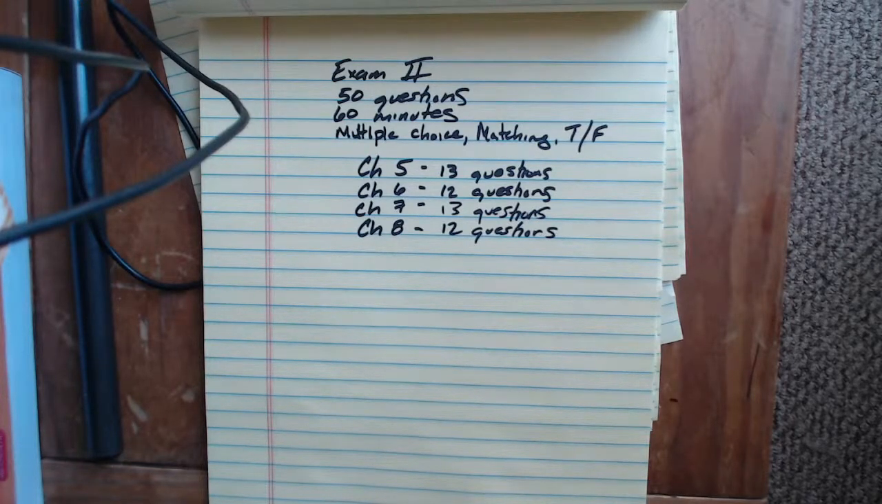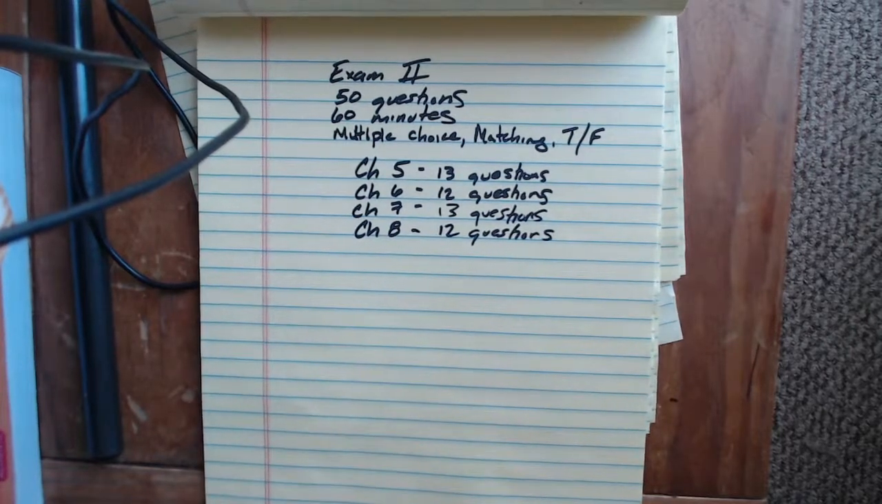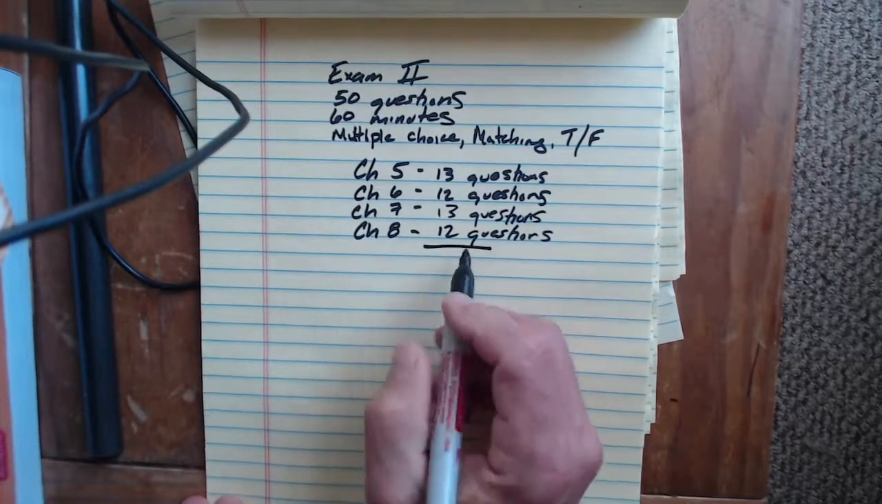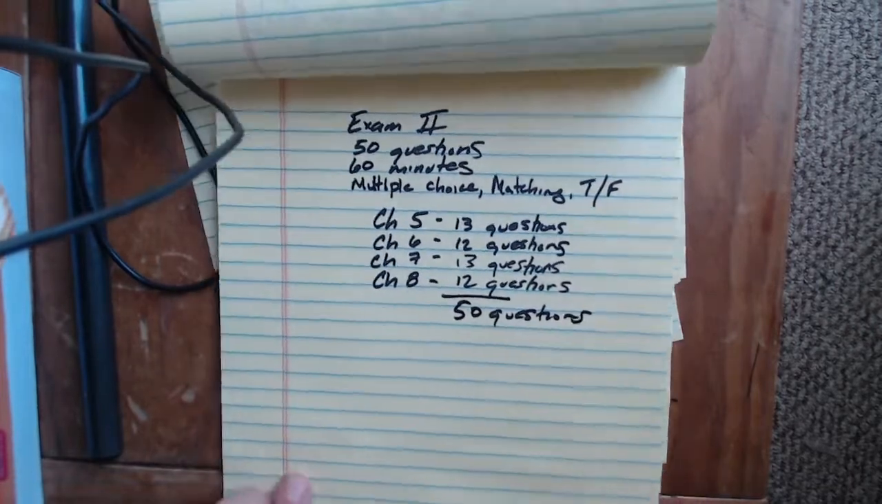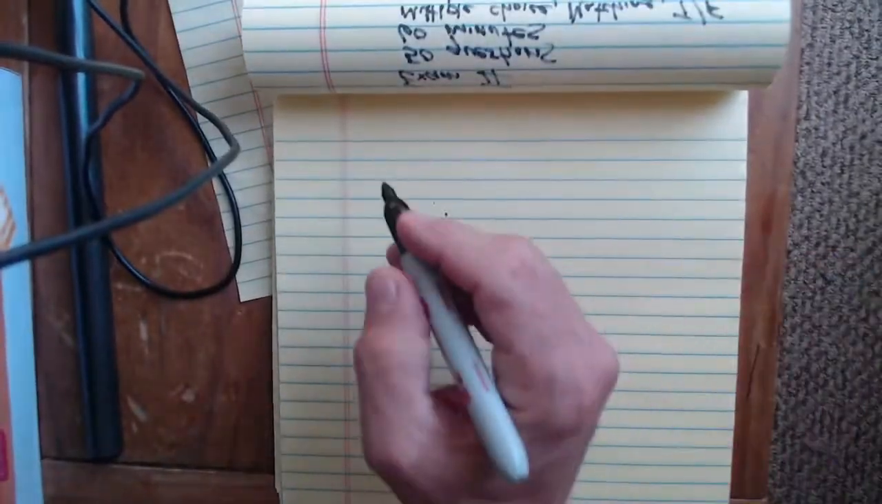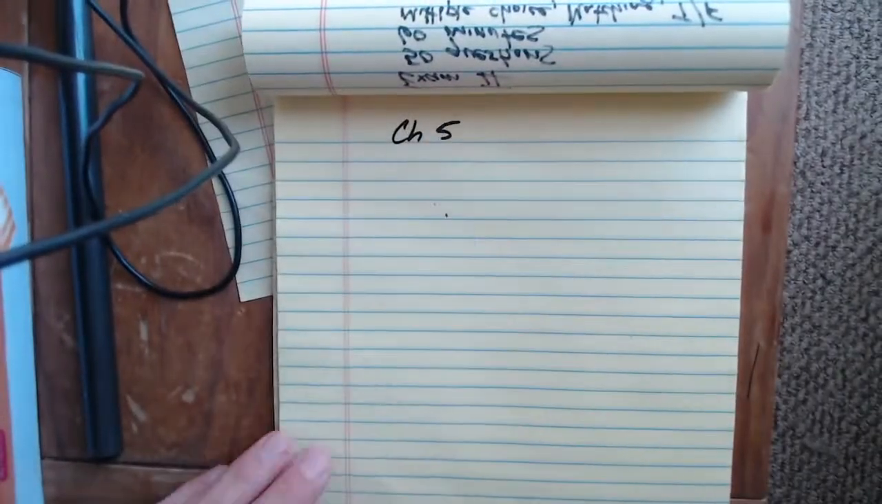All right, so this is the basic format of the exam. 13 questions for Chapter 5, 6 questions for Chapter 6, 13 questions for Chapter 7, and 12 questions for Chapter 8. Do the math, that is 50 questions. Okay? Fantastic. So let's talk about Chapter 5.